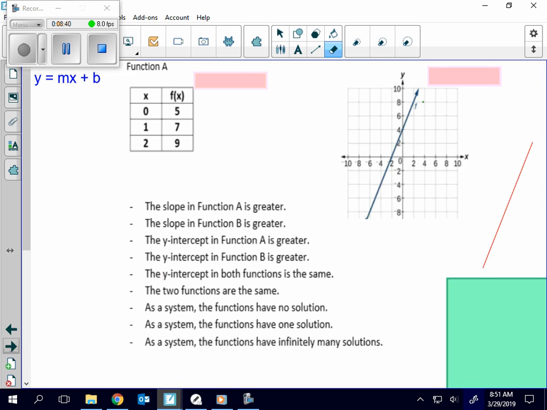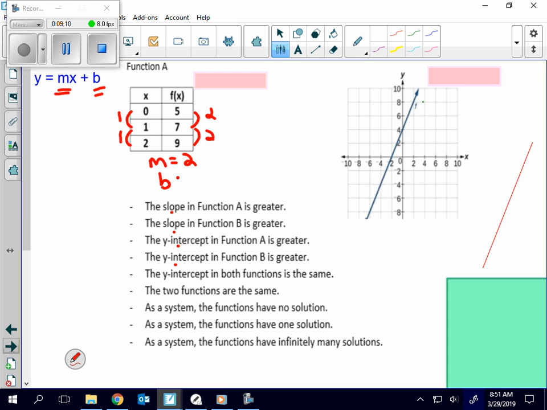I do want to look quickly at what they're talking about. They're talking about slope and y-intercept. So that tells me on both of these functions, I need to find slope and I need to find my y-intercept. Function A is from a table. Here's how we find slope. It looks like we go up 2 every time we go up 1. So our m is equal to 2.